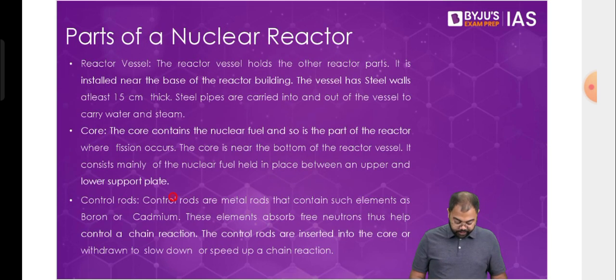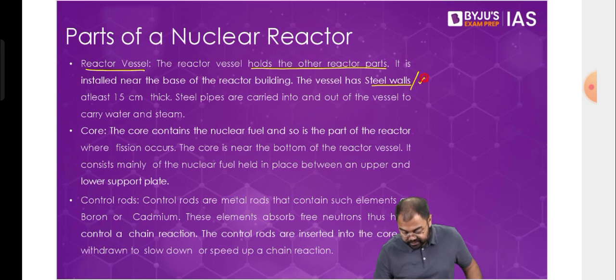So to summarize all these points, first we have the reactor vessel. The reactor vessel is the entire structure that contains all the reactor parts, so it holds all the other reactor parts. Then after that, we see that there are steel walls or even sometimes concrete walls.